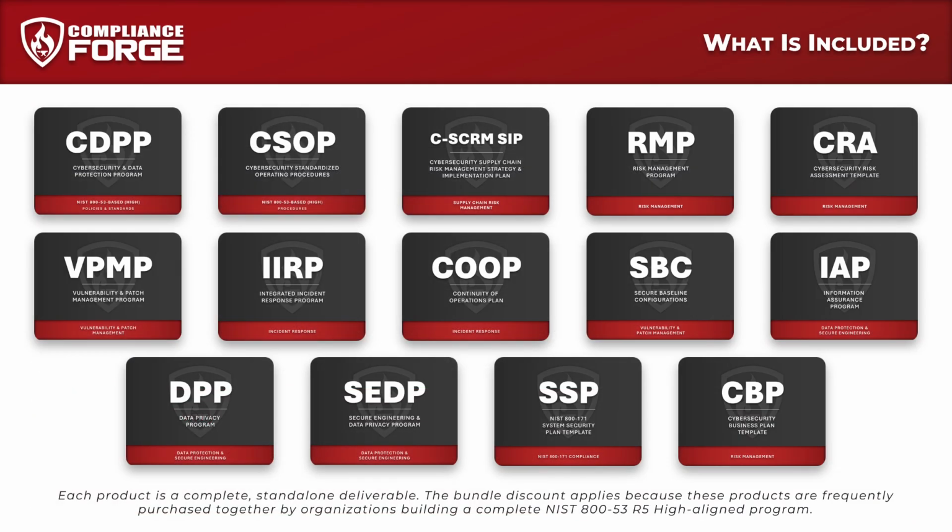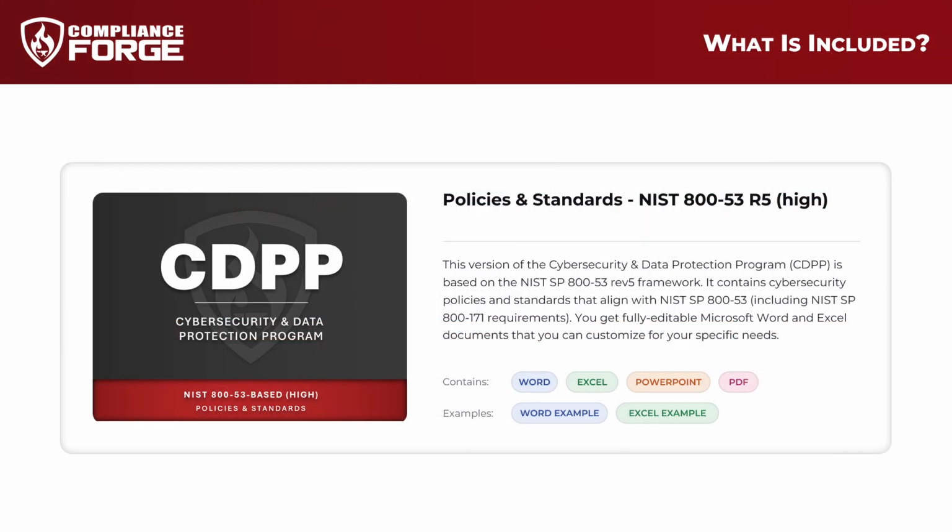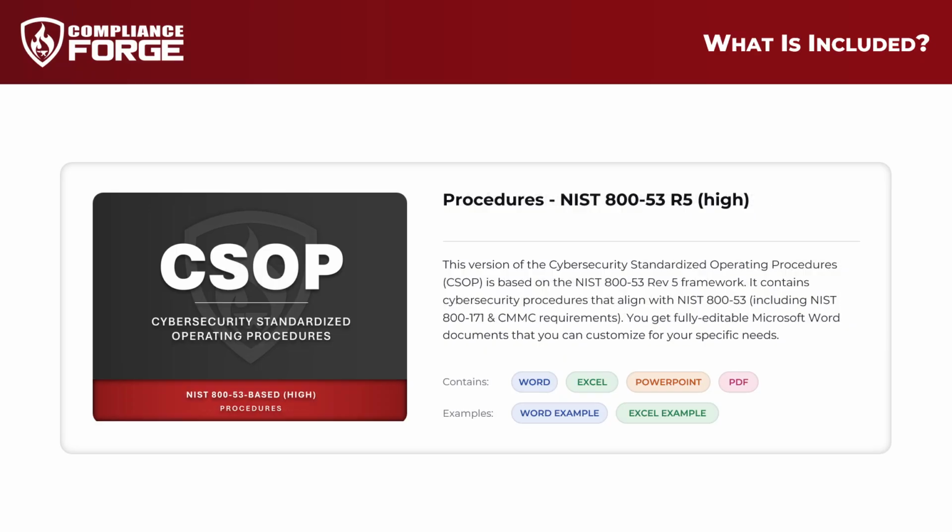So what do you actually receive? The CFD Bundle 4 includes 14 ComplianceForge products, delivered together as a discounted bundle. Each is a complete, standalone deliverable. The first is the Policies and Standards for NIST 853 Revision 5 High, the Cybersecurity and Data Protection Program. The second is the Matching Procedures, the Cybersecurity Standardized Operating Procedures.